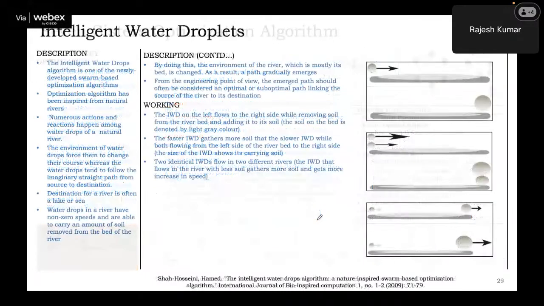So I think we can take another algorithm, which is intelligent water droplet, proposed by Ahmed Hosseini and team in 2009. This is inspired from the formation of a river and droplets. So this algorithm is more on how the droplets move.